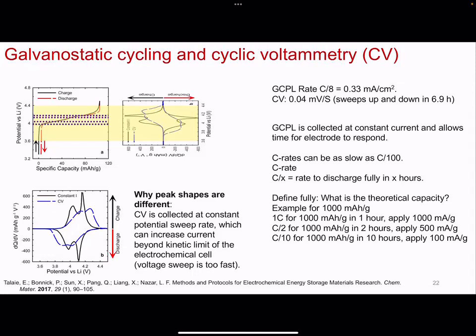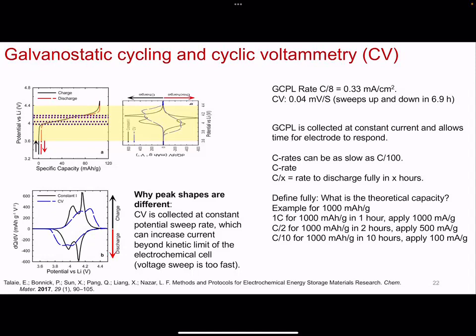Now, people have also tried to calculate the diffusion coefficient based on where these peak centers are. So the center of these peaks, you can fit a peak here, look for the center, and you could do that, except typically CV is done beyond what's called the kinetic limit of the electrochemical cell. So that means you're sweeping too fast. Even when you slow it down, you see the resolution of CV versus the first derivative of your galvanostatic cycling plot. It's quite broad, right?